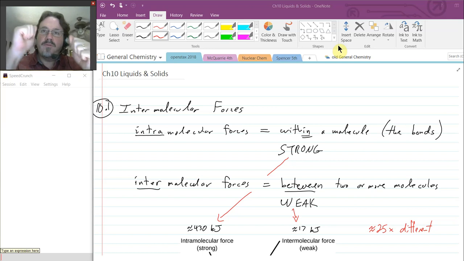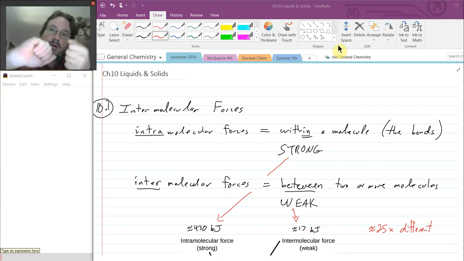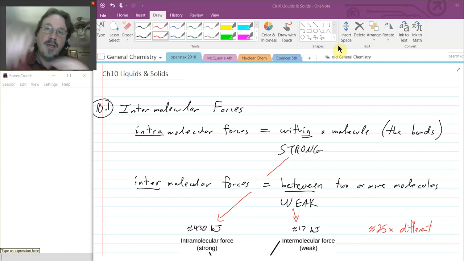So you have, for example, one water molecule, another water molecule. Are they attracted? Are they repelled? Do they have to be oriented correctly? How strong is the attraction? Could it be a third one coming in? All of those types of considerations are what we're talking about.